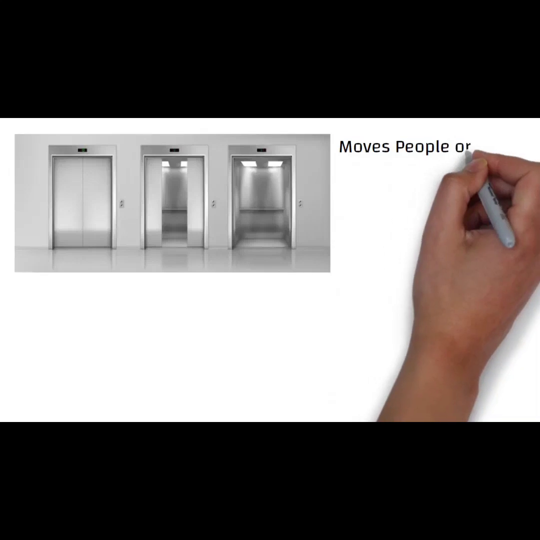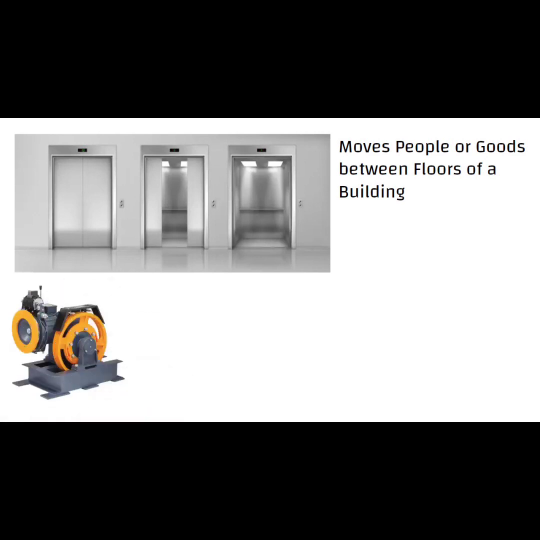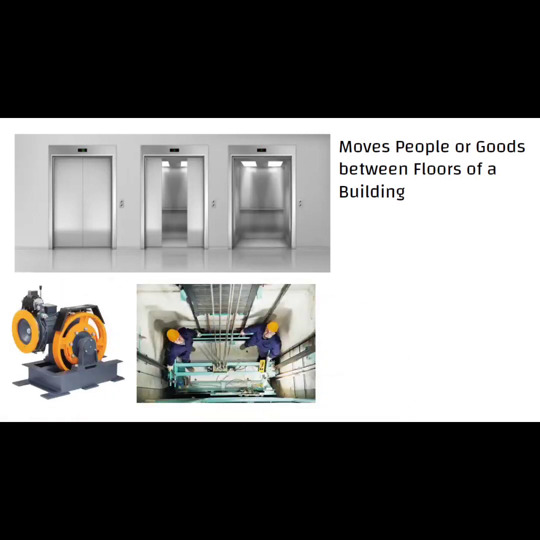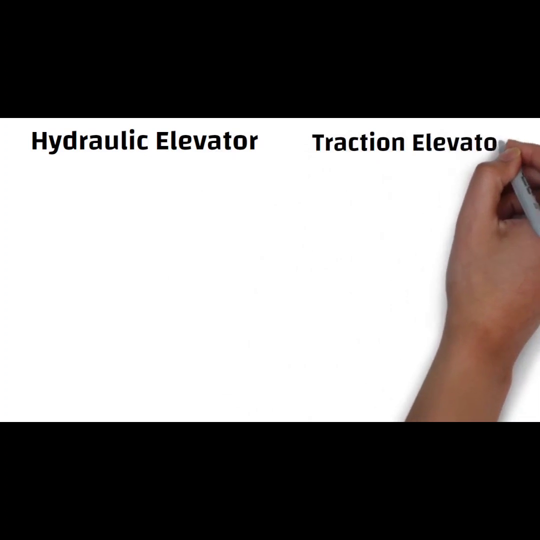Hello friends. The lift is a type of vertical transport equipment that moves people or goods between floors of a building. Generally, a lift is powered by electric motors that either drive cables, hoist, or pump hydraulic fluid to raise a cylindrical piston like a jack. Elevators are of two types: one, hydraulic elevator; two, traction elevator.